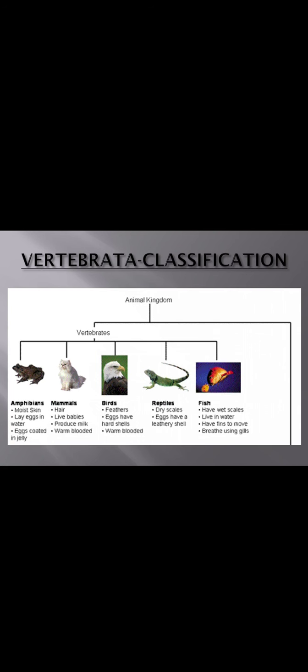Coming to vertebrata classification, you can see the animal kingdom is classified into invertebrates and vertebrates. We have already covered invertebrates. Coming to vertebrates, you can see in the picture, it is classified into 5, that is fish, reptiles, birds, mammals and amphibians. The other word for fish is pisces, and for birds it is aves. So these 5 we will be studying in detail about their body features.